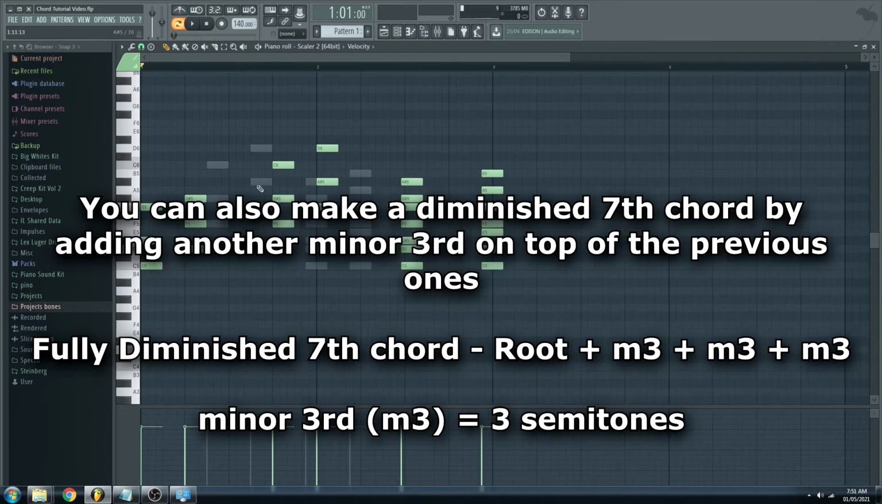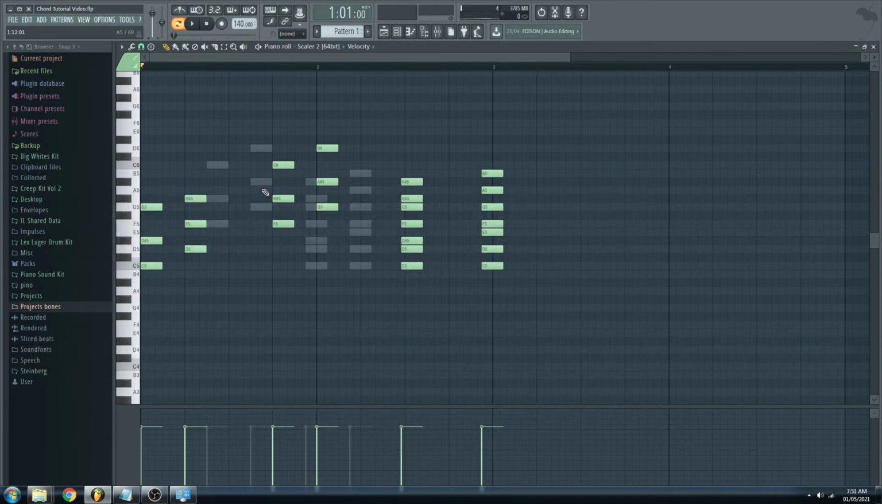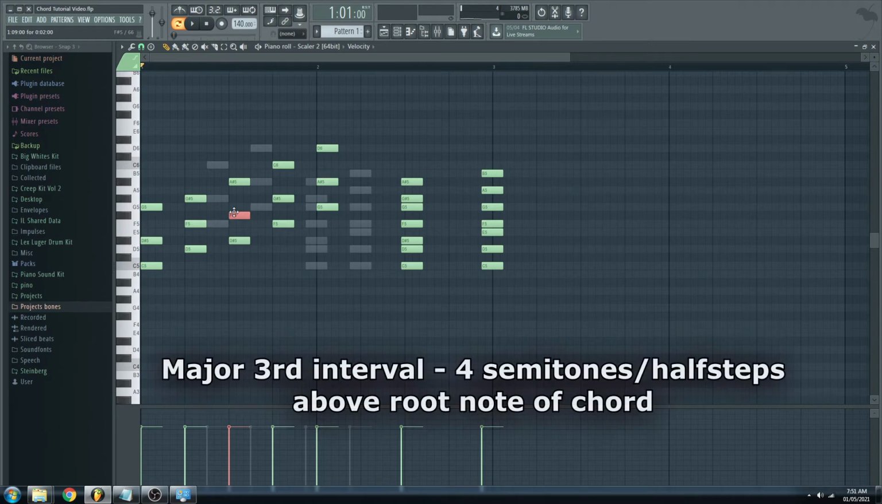But let's do our major chords now, which is our third, sixth, and seventh in a natural minor scale. So, what is a major chord? A major chord, like I said, is a root, a third, and then a fifth. Our third interval isn't 3 semitones above our root, which is a minor third, it's 4 semitones.